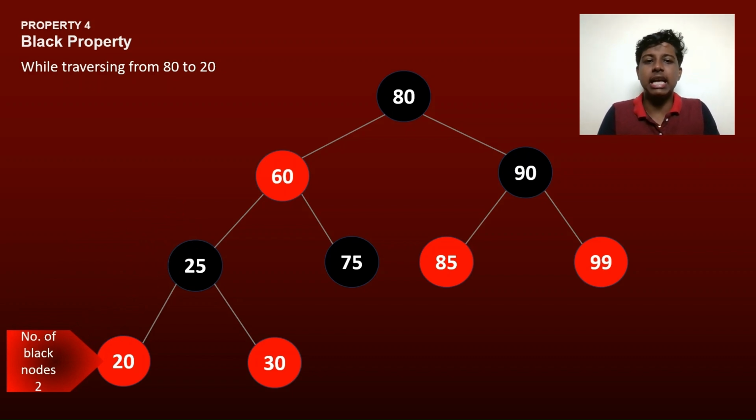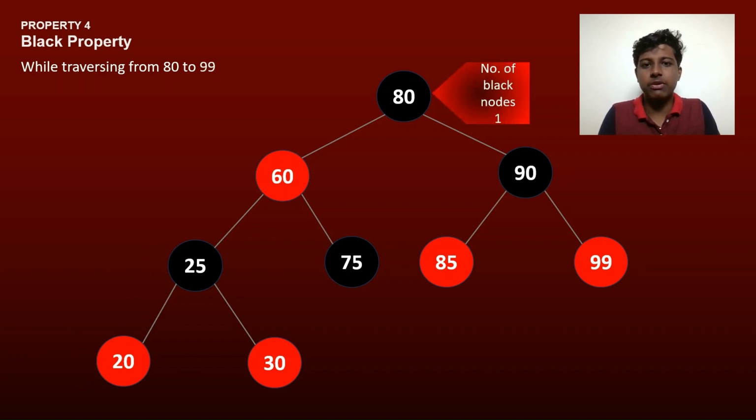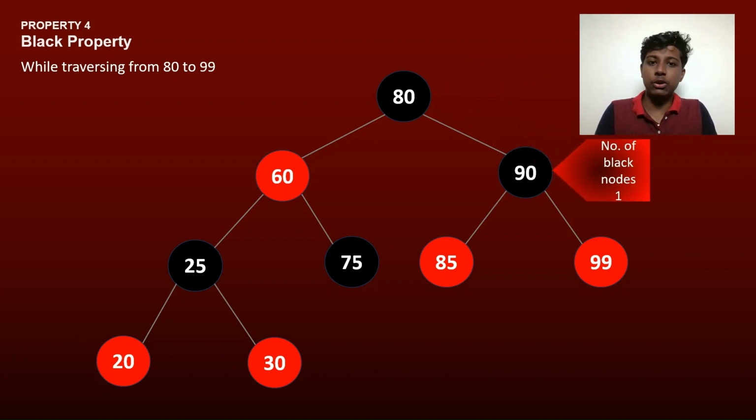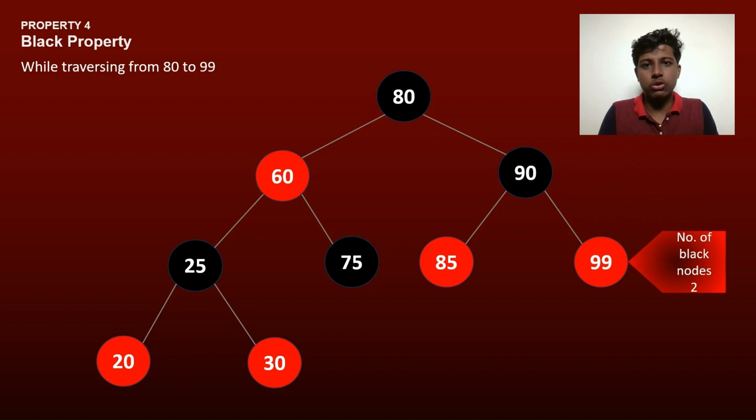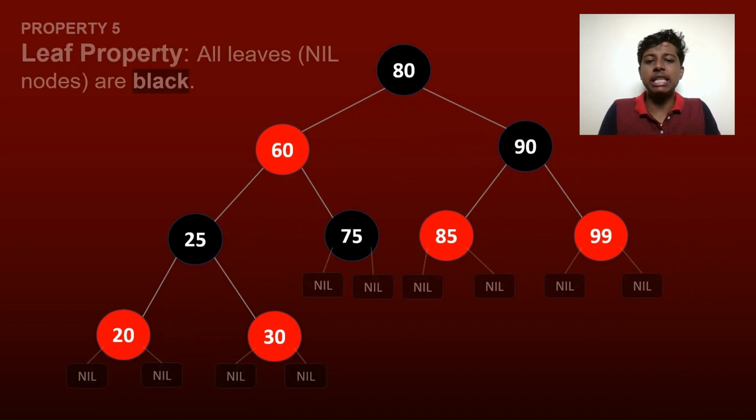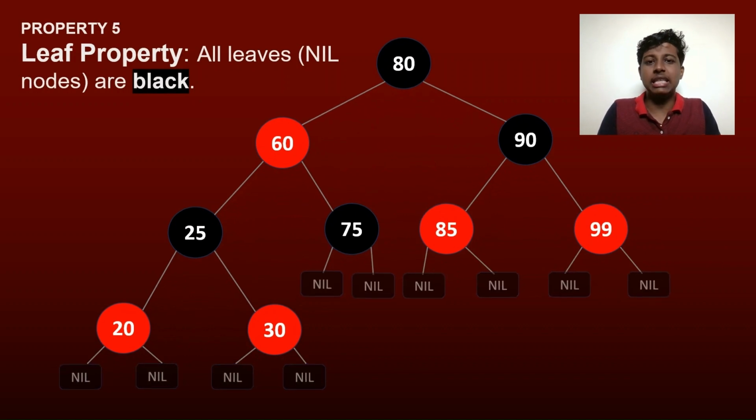Now let us check it in another path. While traversing from 80 to 99, let us again start from the node 80. We have got the first black node. Then we traverse to the second node and we have got this second black node in this path. Then we move to its last node. It is a red node. The number of black nodes is 2. In the earlier path also we got 2 black nodes. Here also we are getting 2 black nodes, which means this property is satisfied. Now the fifth property is about the nil nodes. We assume that the red-black tree has nil nodes and they are the leaf nodes and they are always black.